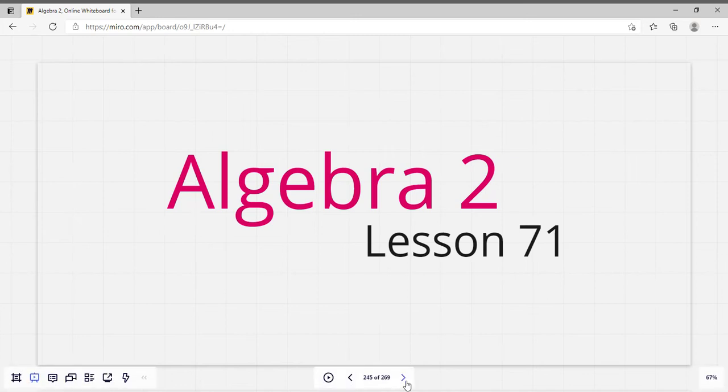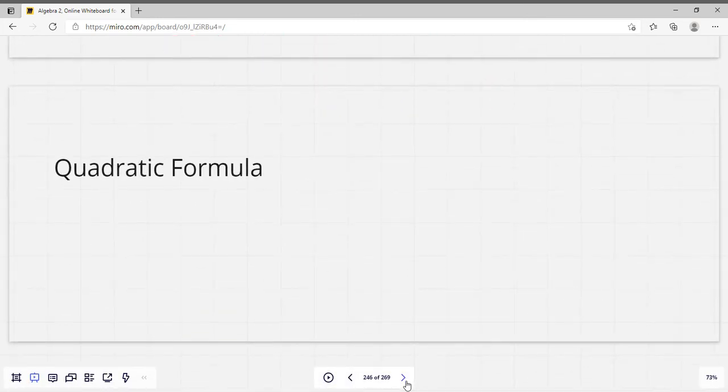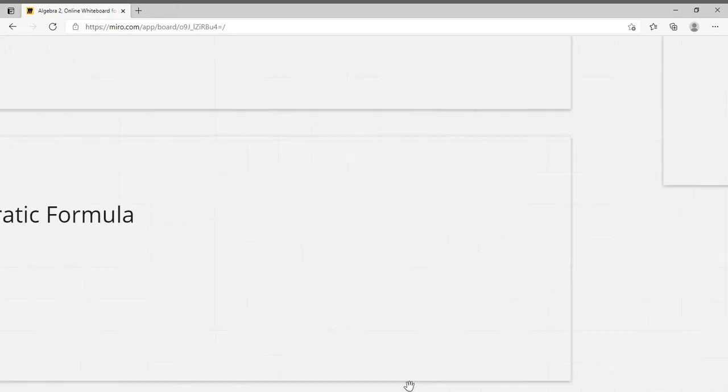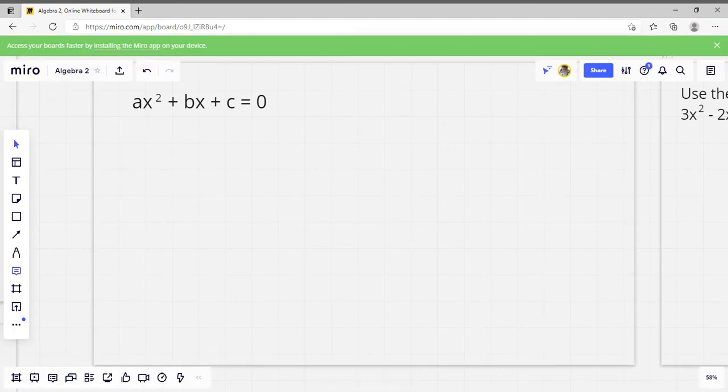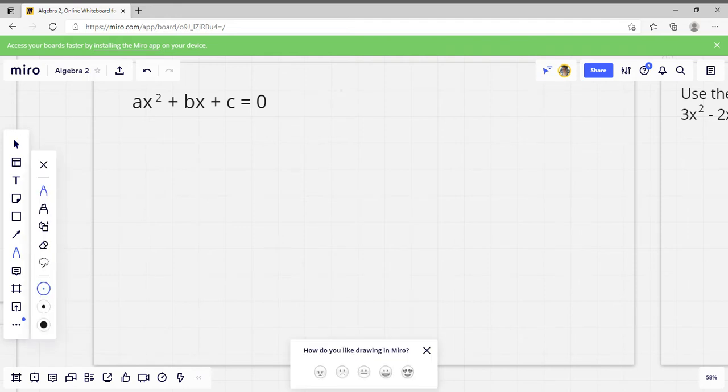Hello, this is Algebra 2, Lesson 71, and this lesson covers the quadratic formula. The first thing we're going to do is build the quadratic formula, and we're going to use letters to represent our variables. Generally a quadratic equation would have something like 2x squared plus 4x minus 3 equals 0.